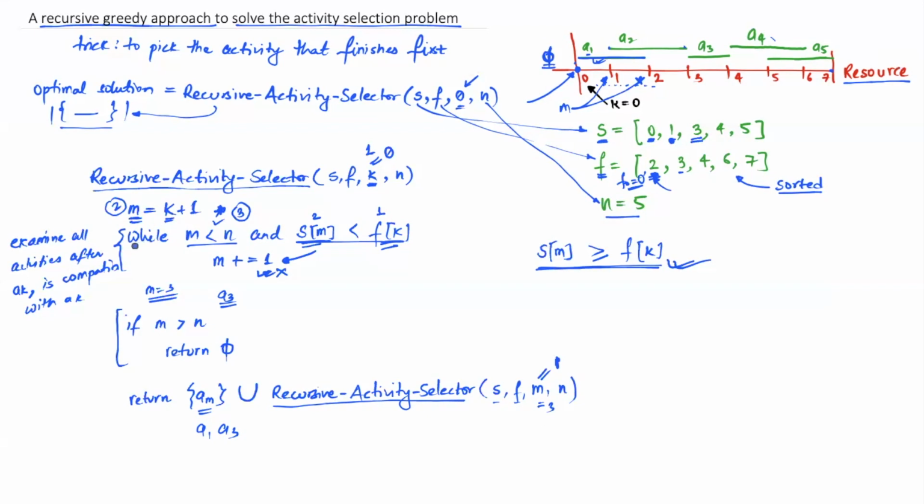Overall, this while loop only runs until it scans the activities linearly to find the next compatible activity. So even though this is a recursive call, the entire recursion, the main recursion, runs this m equals m plus 1 only n times. That is the size of our activity set. So the running time of our recursive activity selector algorithm is big theta of n.